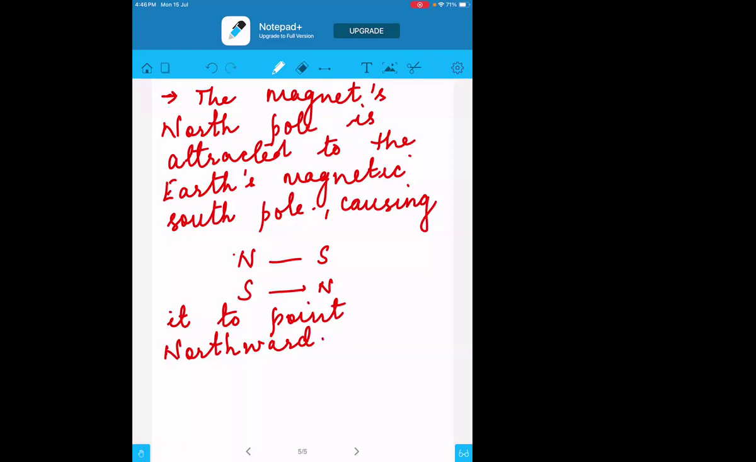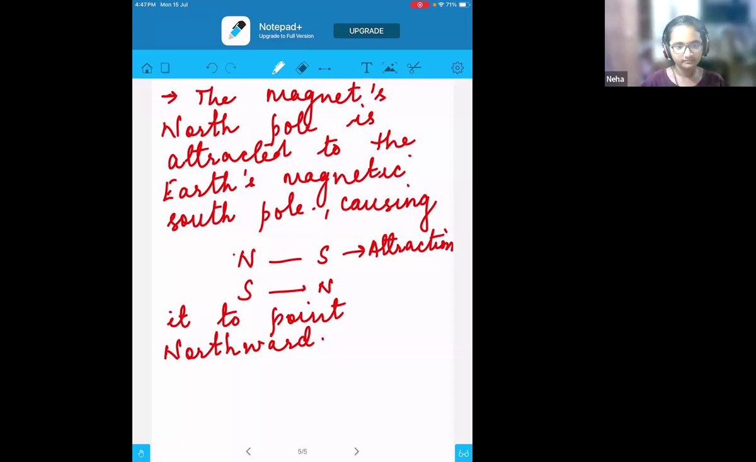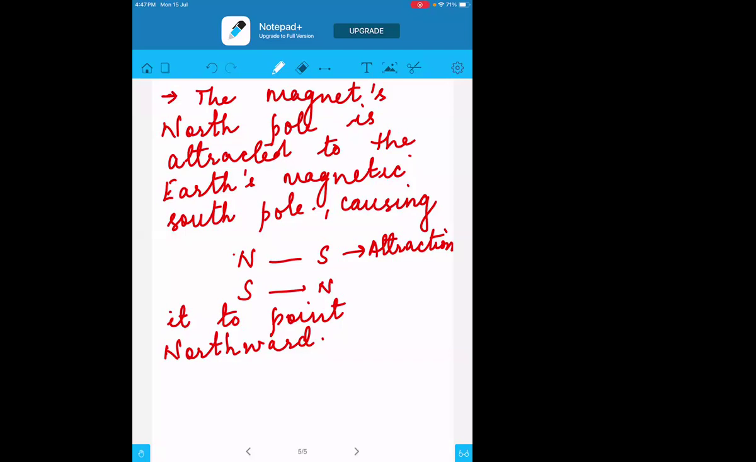So when the magnet's north pole is attracted, where does it get attracted? It will not get attracted to the north pole only. It will get attracted to the Earth's magnetic south pole. That is why the attraction happens here. If we take the same pole, like the magnet's south pole and the Earth's magnetic south pole, will there be attraction? No, right? So the magnet's north pole gets attracted to the Earth's magnetic south pole. Because of that, whenever it comes to the rest position, it will be in the north-south direction.